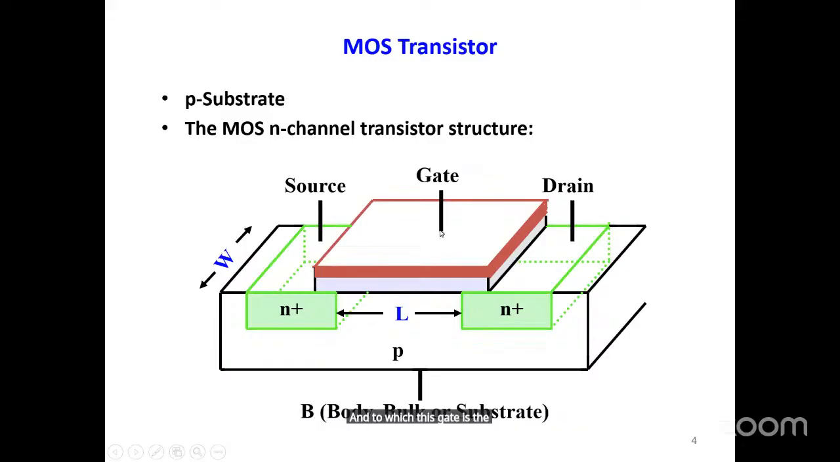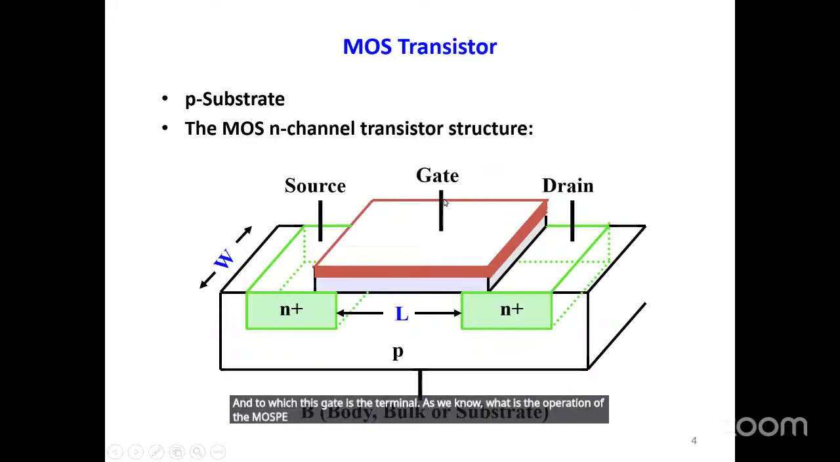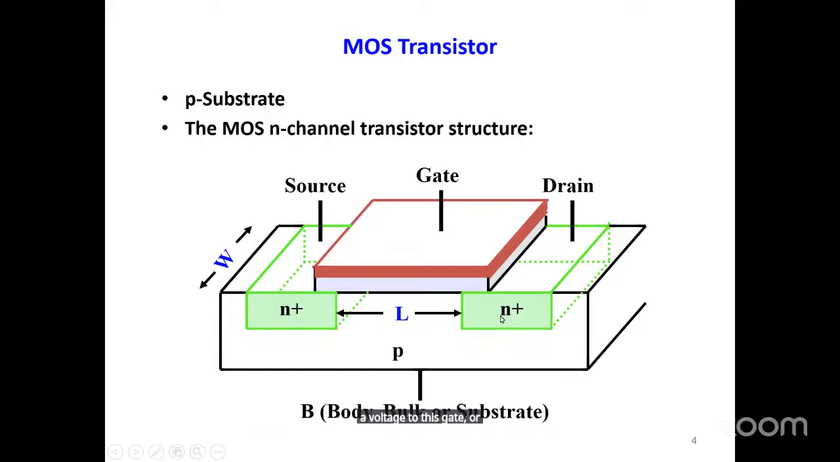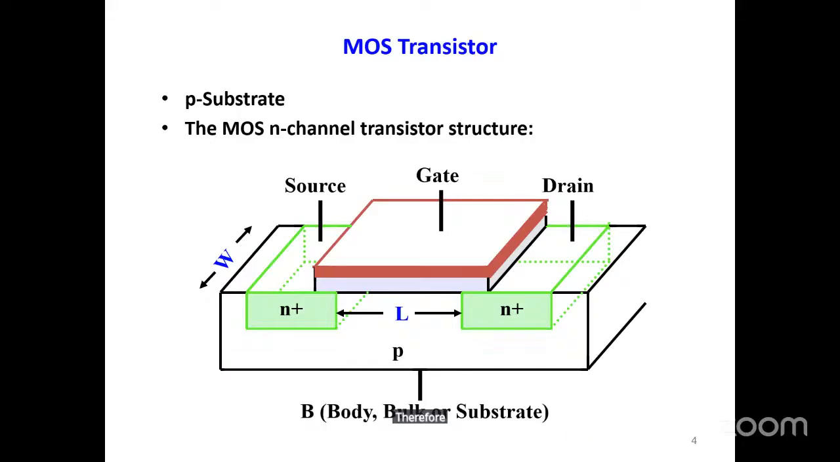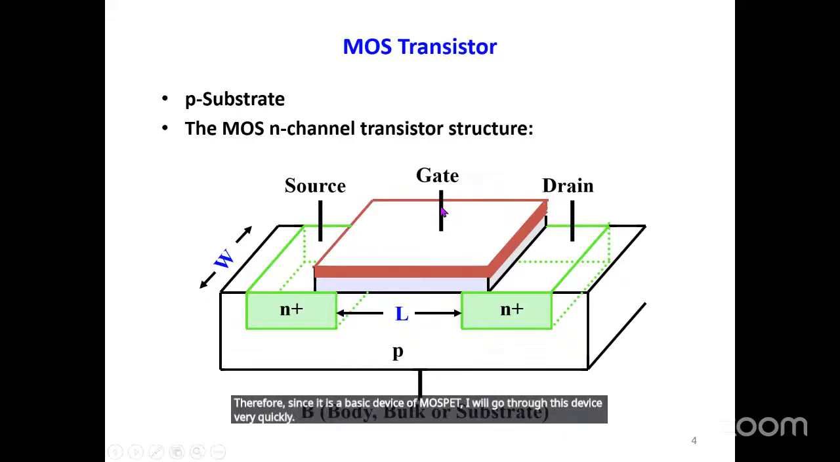As we know, what is the operation of the MOSFET when we apply a voltage to this gate? Since all of us are in the VLSI field and the topic is advanced devices, and since this is a basic device, the MOSFET, I will go through this device very quickly.